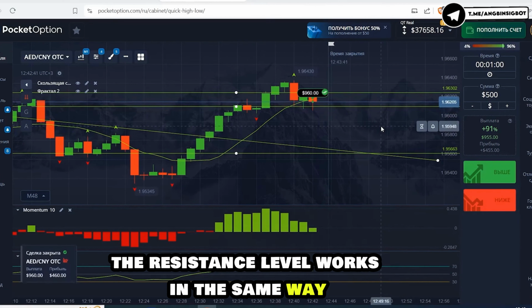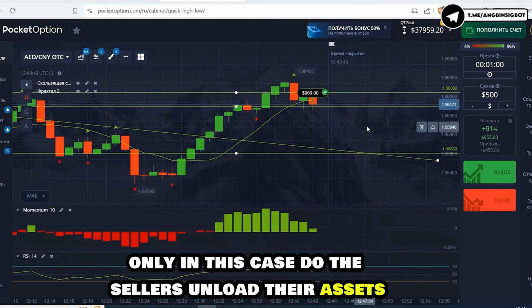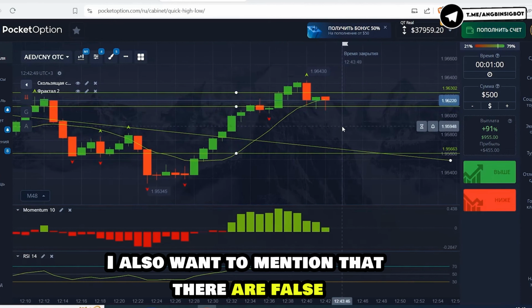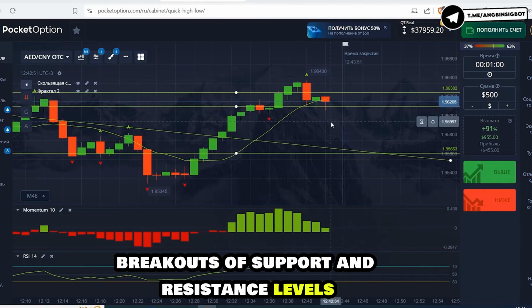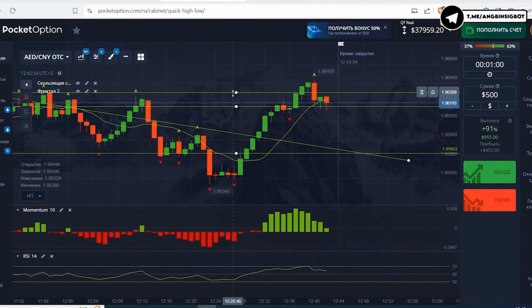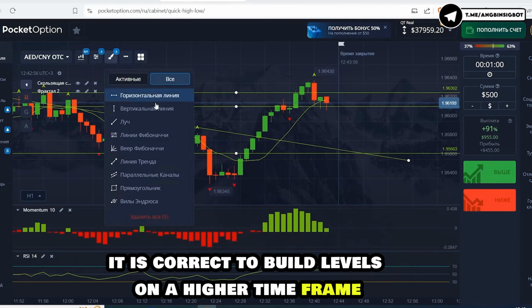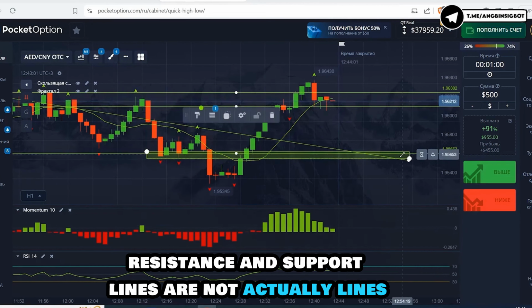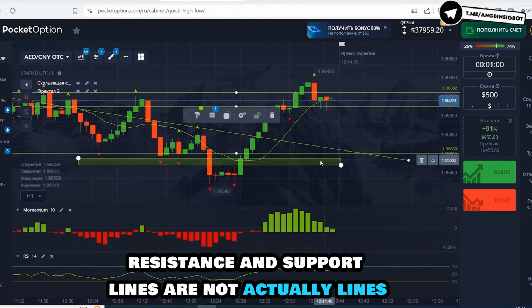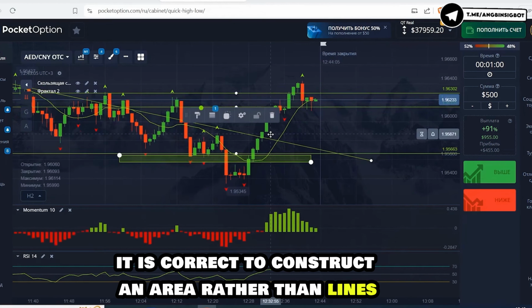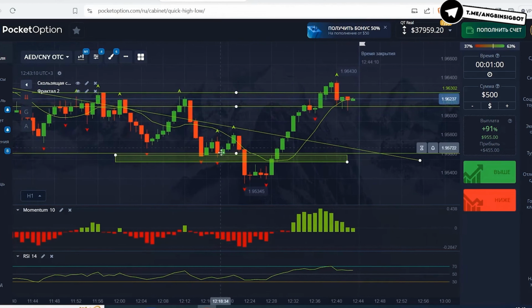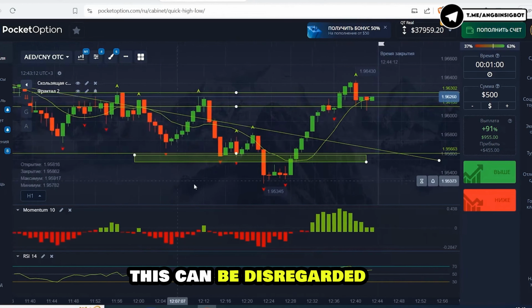The resistance level works in the same way. Only in this case do the sellers unload their assets and prevent the price from going up. I also want to mention that there are false breakouts of support and resistance levels. Therefore, it is correct to build levels on a higher time frame. In general, I want to say that resistance and support lines are not actually lines, but areas. That is, it is correct to construct an area rather than lines. But in our case, this can be disregarded.